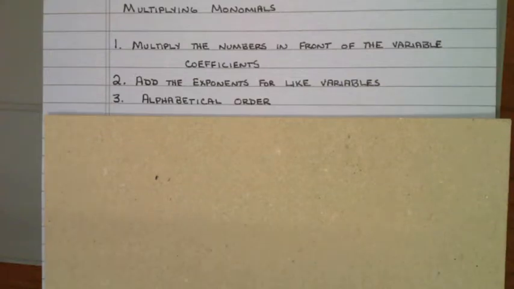Another thing you need to get in a habit of doing for these is put these in alphabetical order. Even the variables in the term need to be in alphabetical order. So the rules are real simple. Multiply the big numbers together, add the small numbers together when you're multiplying, and make sure it's in alphabetical order.